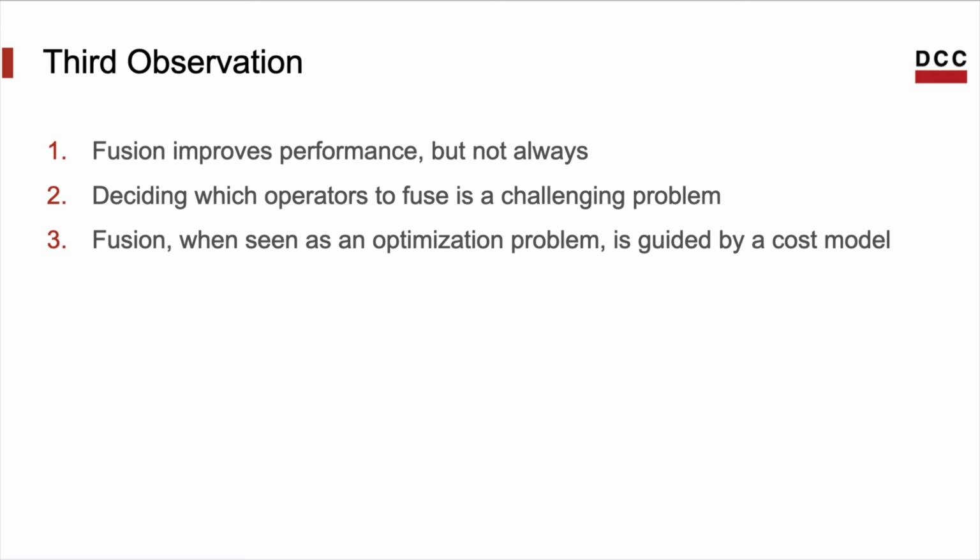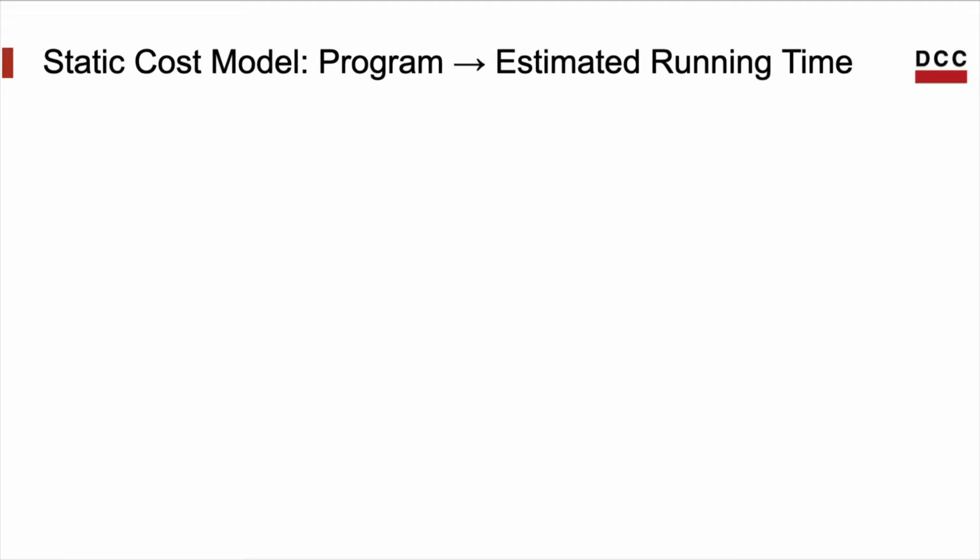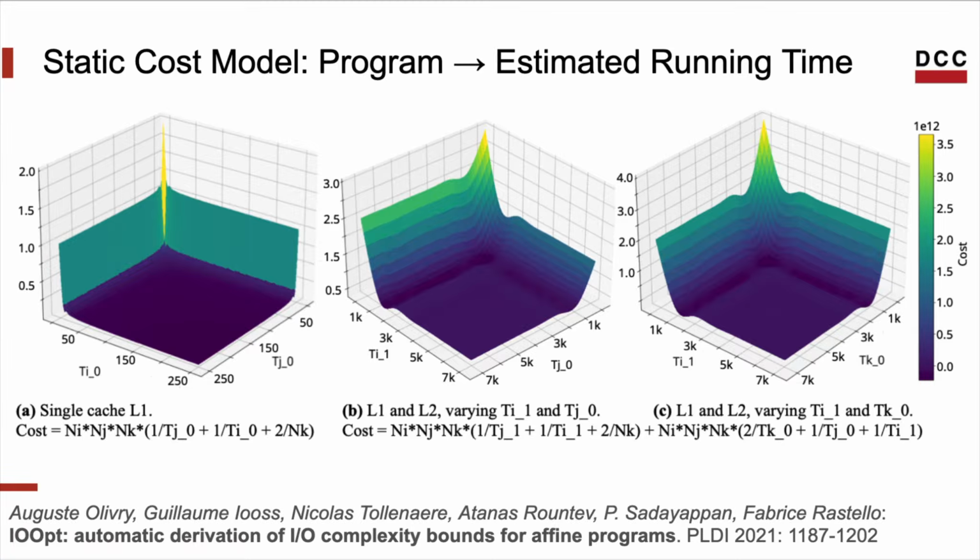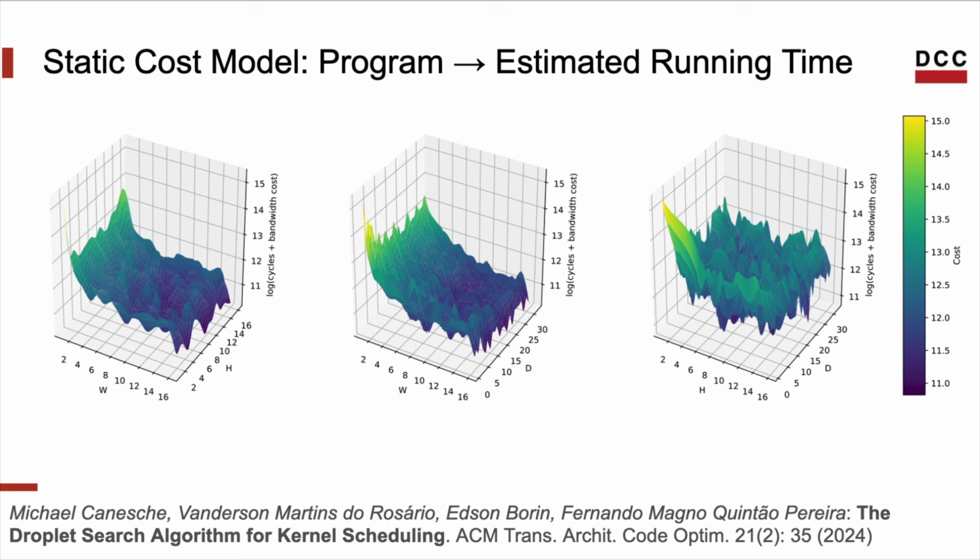Fusion, when seen as an optimization problem, is guided by a cost model. Static cost models are functions that try to predict program behavior based on the features of the architecture where these programs run. There are many different static cost models. For instance, here you can see different performance surfaces produced with the cost model proposed by Olivier in 2021. In this case, we are varying the size of tiling factors and plotting the predicted performance.